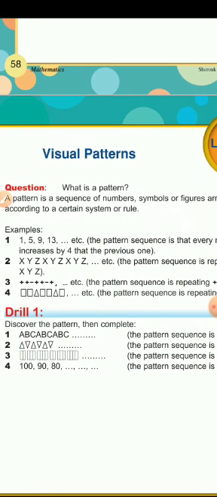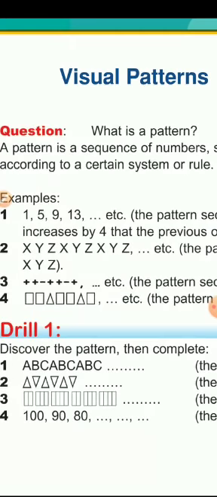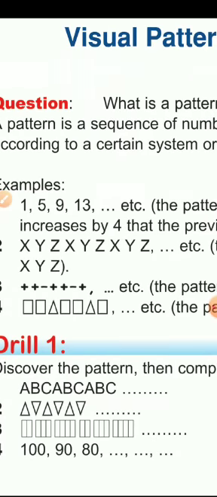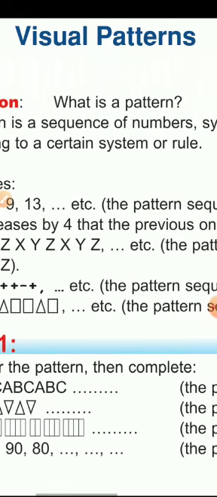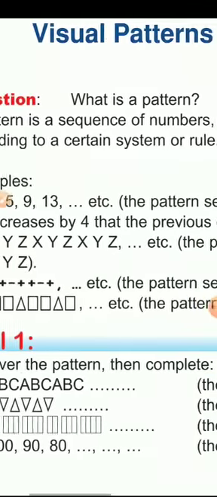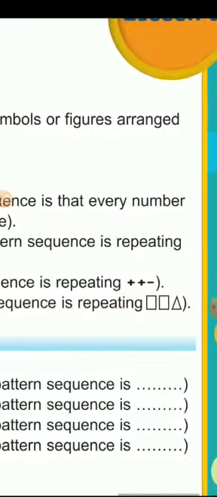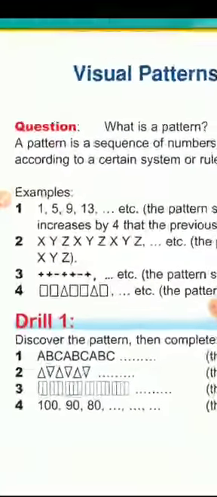In example number 2 we have some letters. Okay, we start from X. After X we have Y. After Y we have Z. Then after Z we repeat X again. After X we repeat Y again. After Y we repeat Z again. Then after Z we repeat X. After X we repeat Y. After Y we repeat Z. So here the pattern sequence is repeating the first 3 letters.